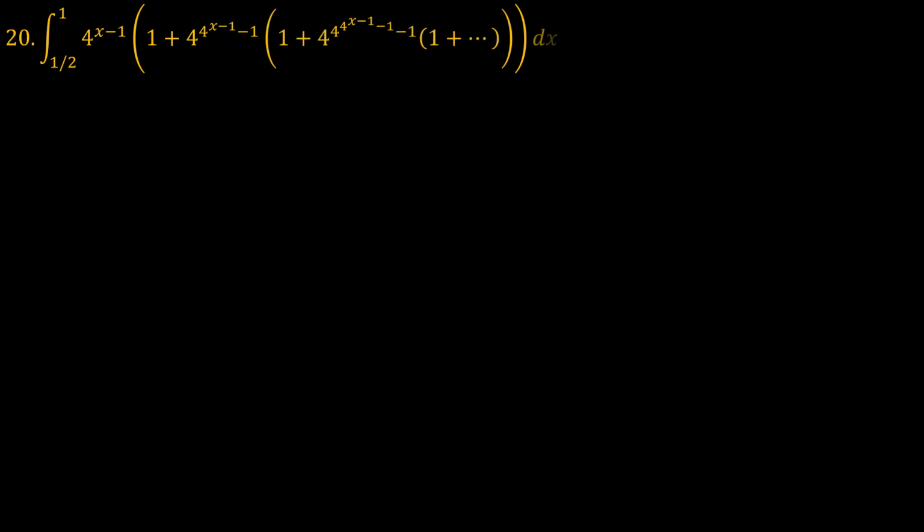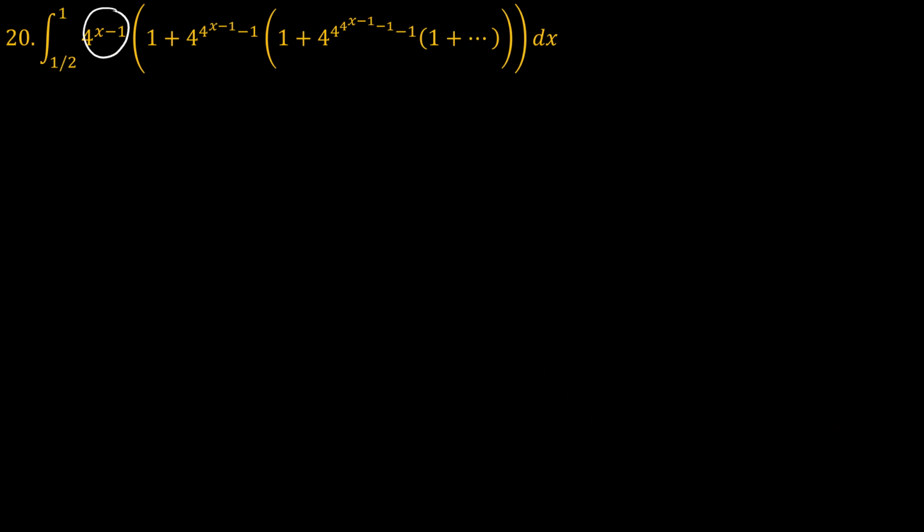So problem number 20 happens to be the definite integral from x equals a half to x equals 1 of 4 to the x minus 1 times 1 plus 4 to the 4 to the x minus 1, minus 1, and so on and so on. So what I'm going to do is try and substitute for this guy here.